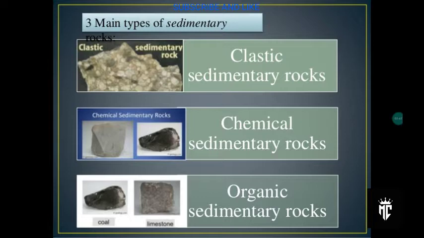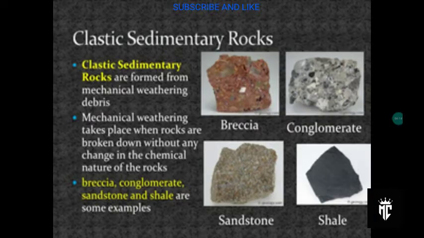Now, let us understand the different types of sedimentary rocks. Sedimentary rocks can be classified on the basis of their formation into three categories. First, clastic sedimentary rock, or we even call it mechanically formed sedimentary rock. The second category is chemically formed sedimentary rock, and the third is organically formed sedimentary rock. Let us study it in detail.